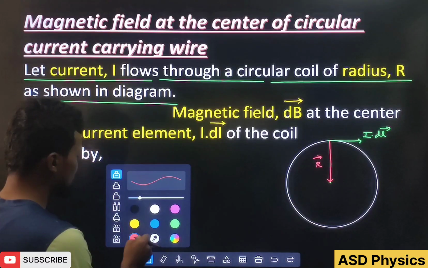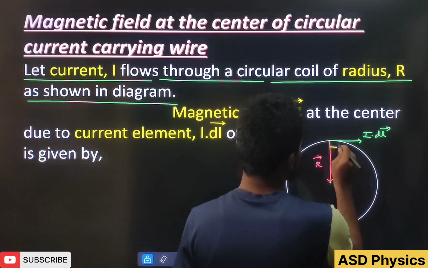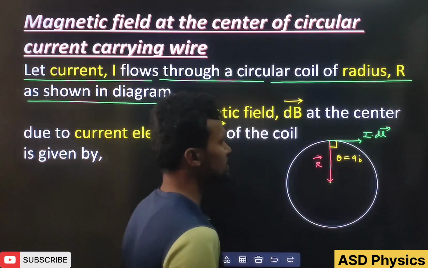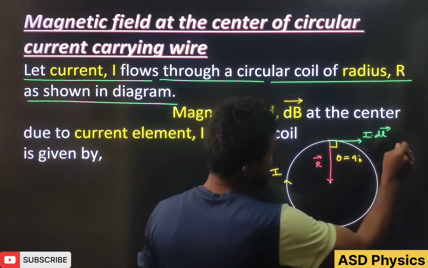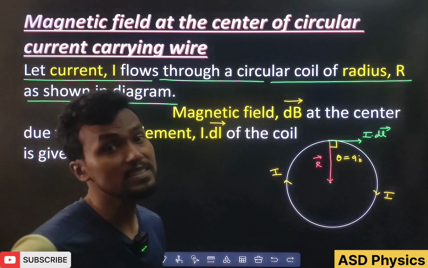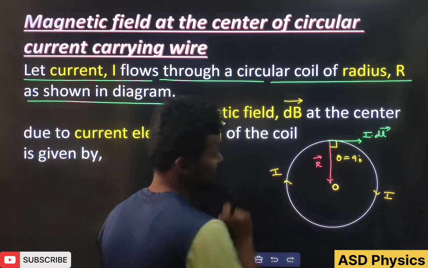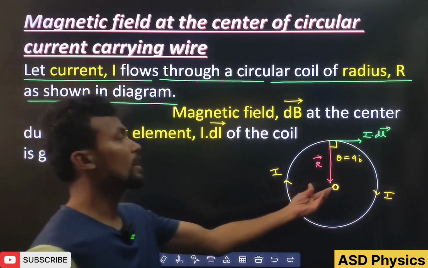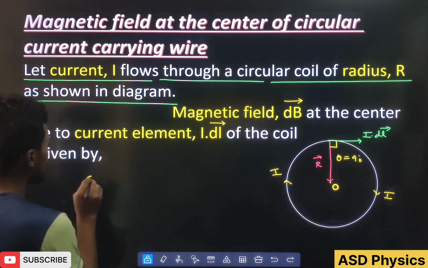You know very well, tangent and radius will always make how much angle? 90 degree. So here I can write this theta is 90 degree. And the current is flowing in this direction anyhow. We are going to find out the magnetic field at the center O. So again, the magnetic field at point O due to current element I dl is given by a very small magnetic field dB.